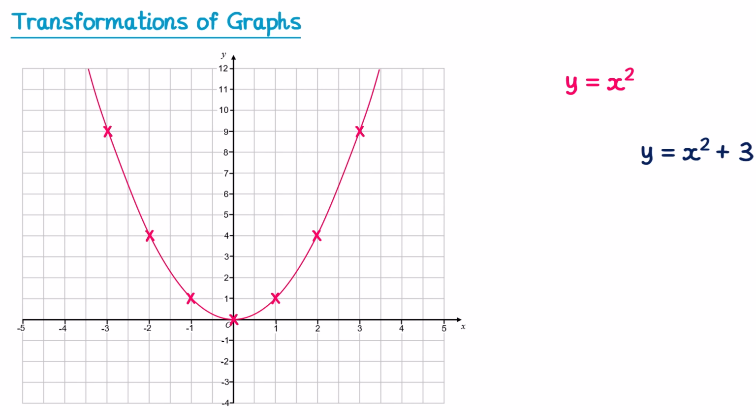Now let's think about the graph of y equals x squared plus 3. So the equation of the graph is the same, we've just added 3 to it. So when we substitute in 0, we'll do 0 squared like we did before, which is 0, but then we need to add 3. So the point is 0, 3. When we substitute in 1, we do 1 squared just like before, but then add 3, which is 4, so we get the point 1, 4.